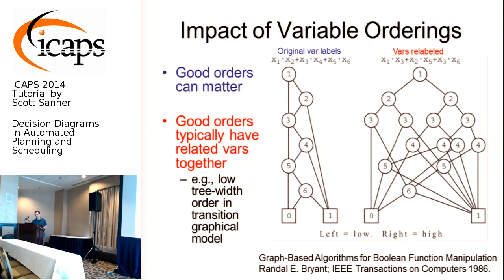If you want to find a good variable order a priori, basically you want variables that have strong interactions close by in the order. So for example, if you have a graphical model representing constraints between variables, then you want a low tree width ordering of variables across that graphical model. That tends to produce, in practice, smaller diagrams. That's not a proof.